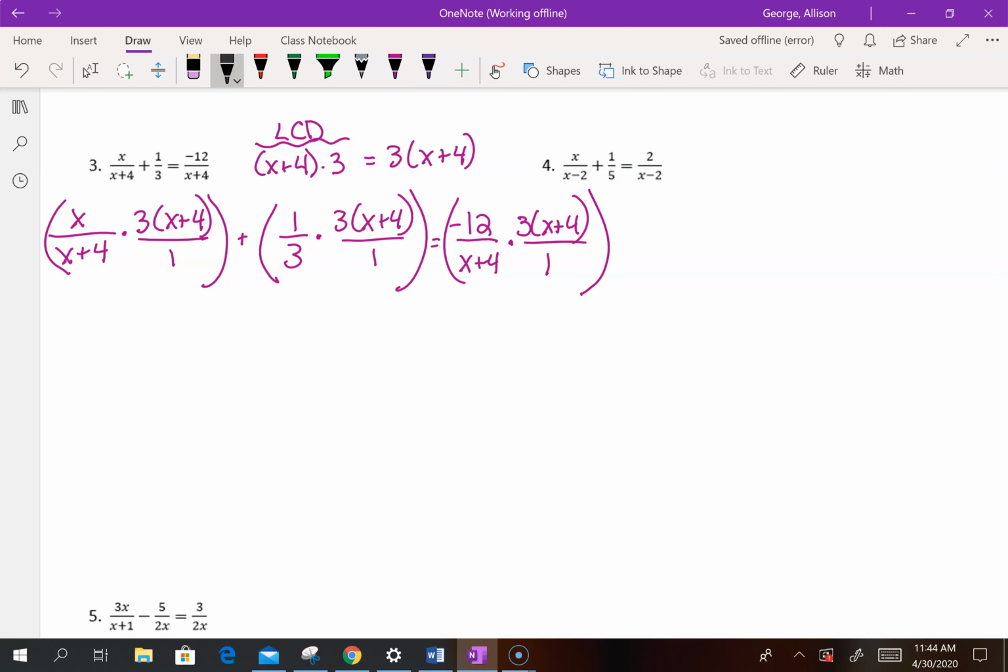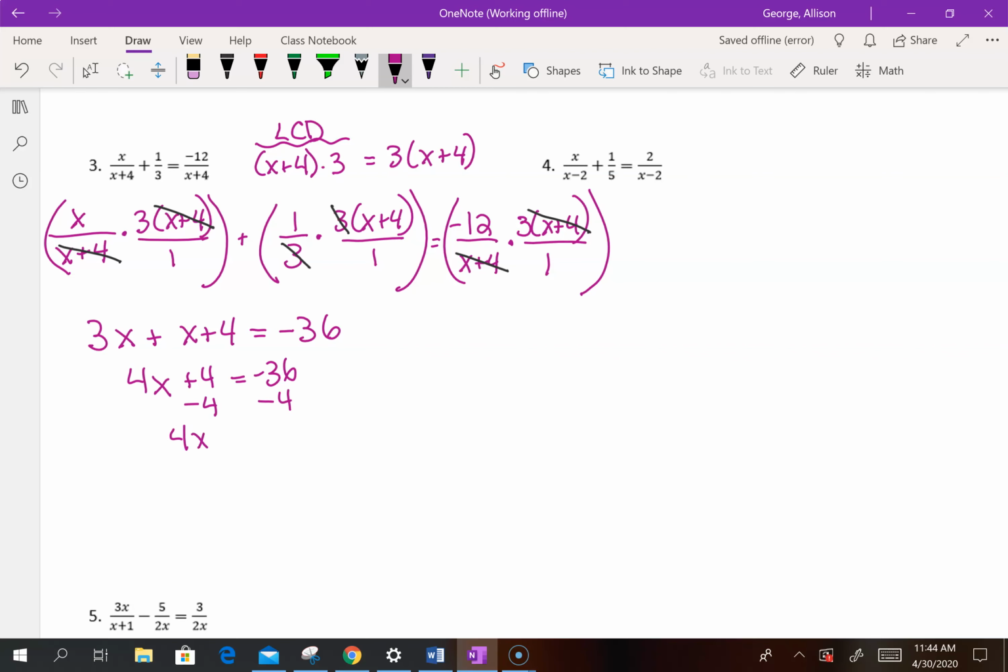Alright, so looking to see what we can cancel. The x plus 4's cancel, 3's cancel. The x plus 4's cancel. So I'm left with 3x plus x plus 4 equals negative 36. Alright, so combining those, that's going to give me 4x plus 4 equals negative 36. I'm going to subtract 4 from both sides. So 4x is going to give me negative 40. I'm going to divide both sides by 4, and I'm going to get x equals negative 10.